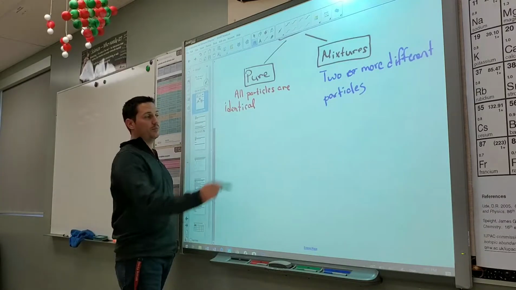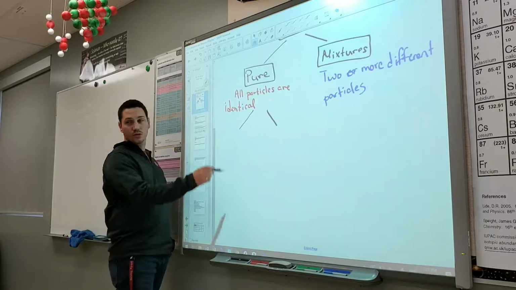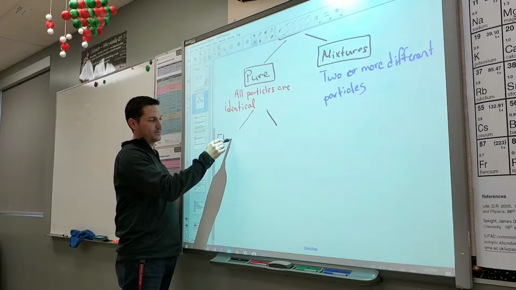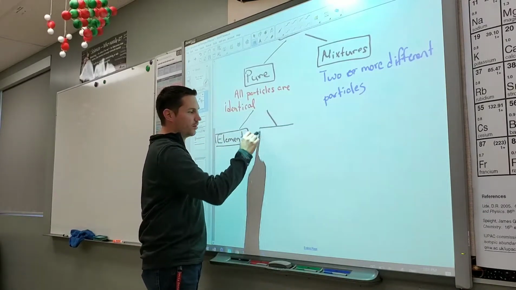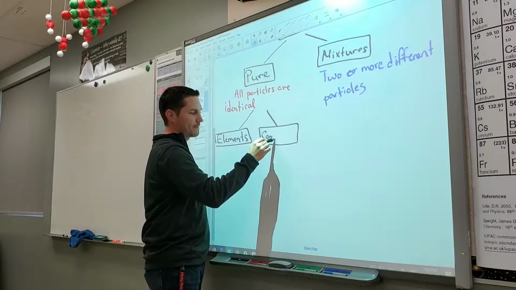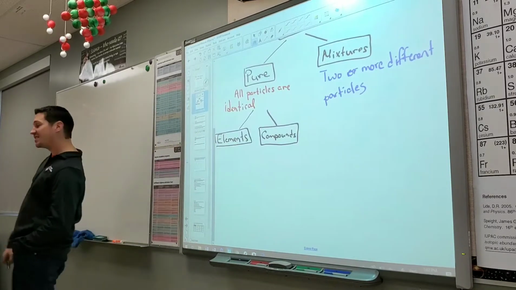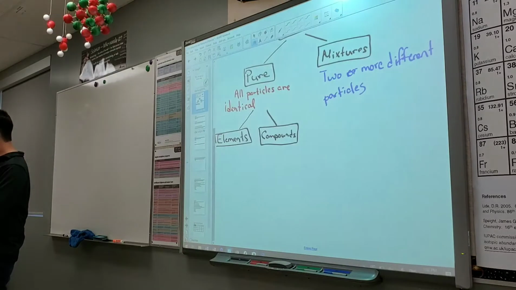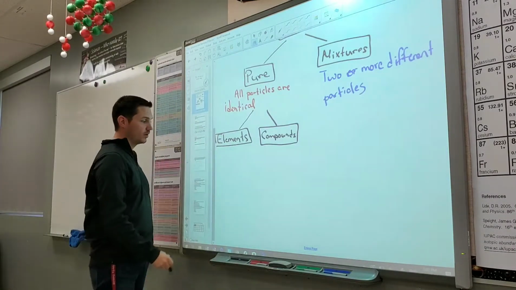So we're going to break up the pure substances. We're going to break them up into what? What two things? Elements and compounds. Elements are things that only have one type of atom. That's it. They're all made up of one type of atom. They're pure, and they're only made up of one thing off of the periodic table.